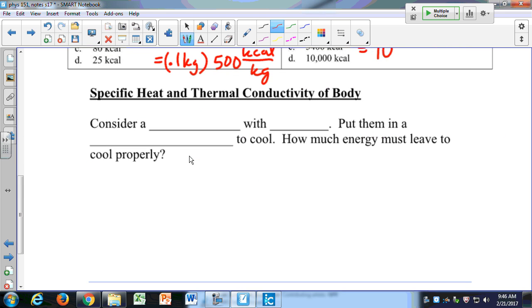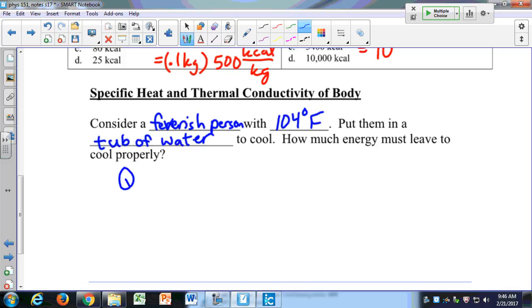All right, one last section here. I think this is the last section. Yeah. So specific heat and thermal conductivity of the body. Consider a feverish person with a 104-degree fever. You put them in a tub of water to cool. How much energy must leave to have them cool properly? So if I have this person at 104 degrees Fahrenheit, how much energy do I have to take away from them for their body to decrease in temperature down to 98 degrees Celsius?